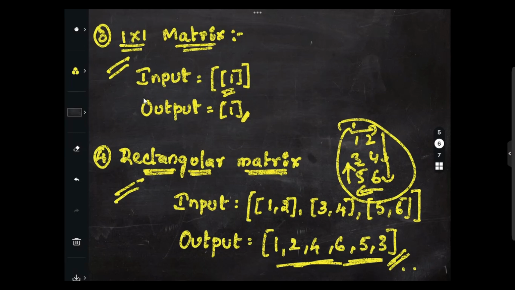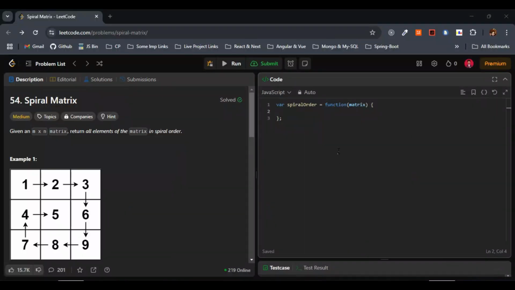So I hope the approach as well as the edge cases that we discussed is completely clear. Now let's start writing the code. Initially, let's go with the initialization part. We will go with row begin, row end, column begin, column end.